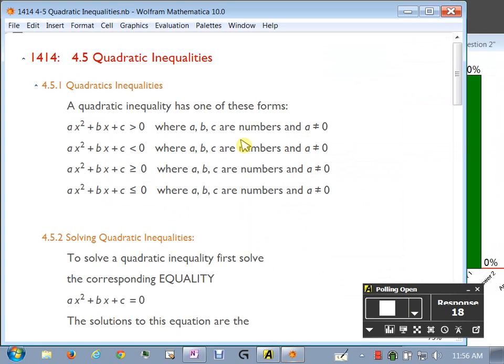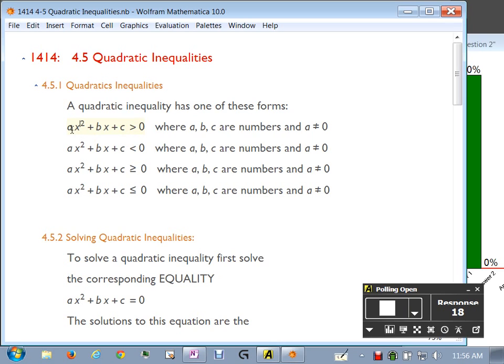Section .5. Quadratic inequalities. We've discussed this before, okay? We've actually done this in the very beginning, earlier in the class, and I said we will revisit this. So now it's that time. So we are looking at inequalities as opposed to equations. There are four inequality symbols: greater than, less than, greater than or equal to, less than or equal to. Anytime you have a quadratic with an inequality symbol, it is called a quadratic inequality.